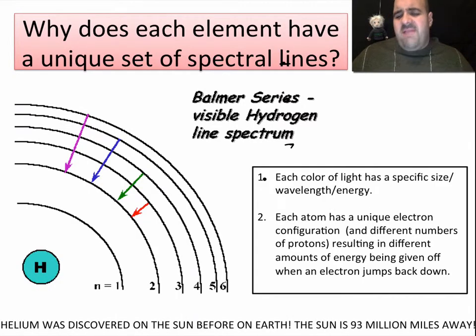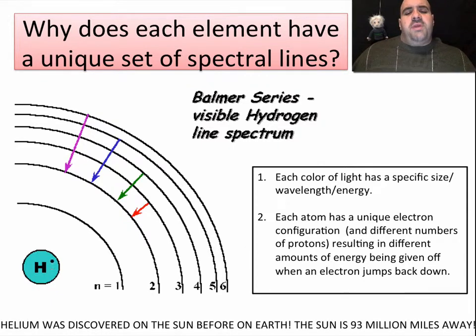So why does each element have a unique set of spectral lines? Well, before we get into that, I just want to point out helium was discovered on the sun using this whole spectroscopic technique before it was ever discovered on Earth. And the sun is actually 93 million miles away. So we discovered an element on the sun 93 million miles away, not ever going to the sun, but just by observing the light. And that's how helium was discovered.